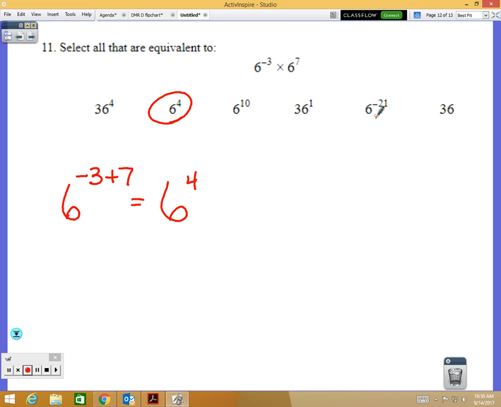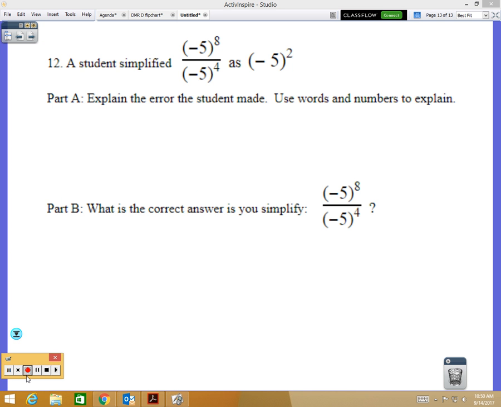So, the only one that is, it says select all, and usually when it says select all, they almost always mean more than one. But this one, there's only one correct choice. I don't want to tell you that. We do have, well, right.